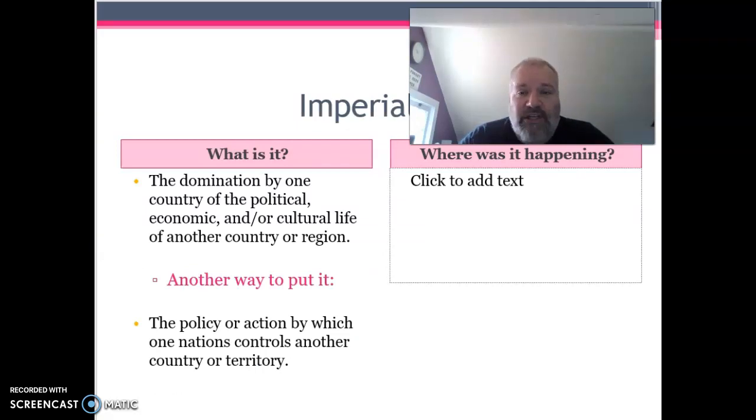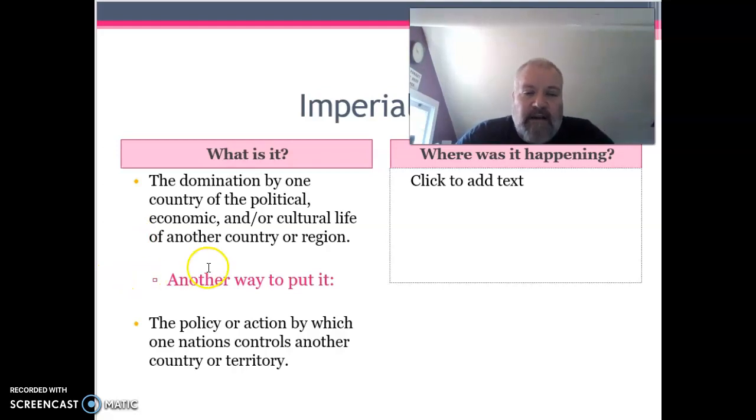Imperialism, by the book's definition, and this is a good definition, is the domination by one country of the political, economic, and cultural life of another country or region. This last part, it depends on the country. So, some nations that were taking over other nations for money purposes, they may leave the cultural parts of that nation alone. Do what you got to do. Mostly, they dominate economic, for sure, parts of that country. They dominate the politics of that country, and they might dominate the culture.